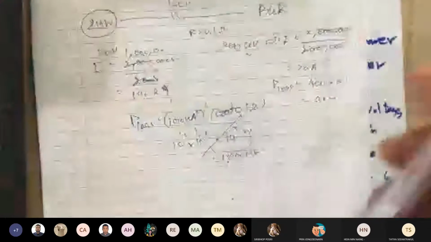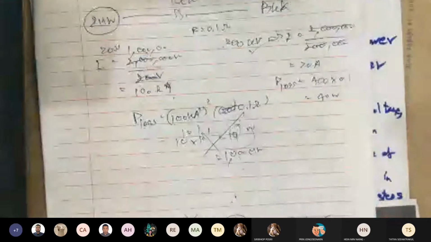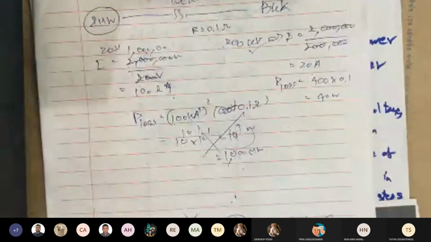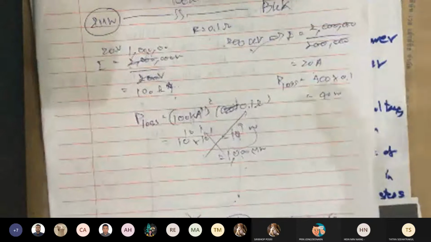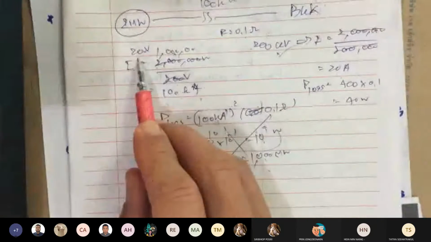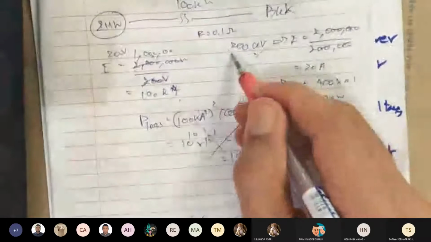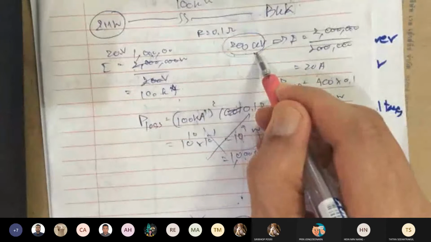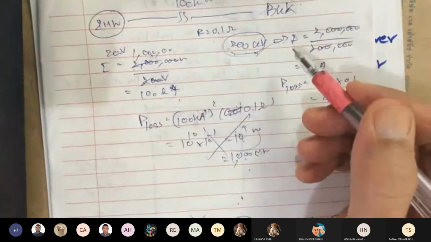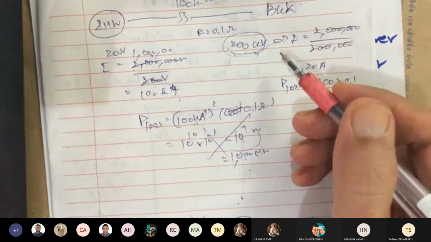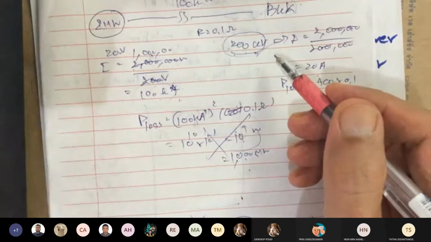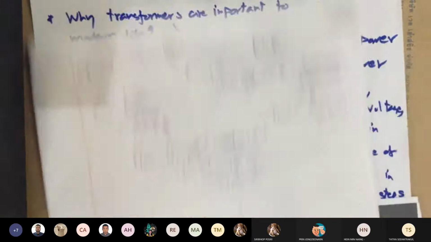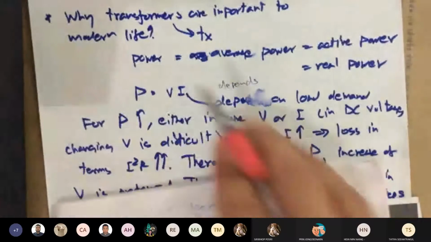Now, why doesn't this system work in DC? In DC voltage, you can, but not in a convenient way. You cannot step up the voltage easily. In AC, you can step up what you generate to 200 kilovolt in a simple manner. So this is the reason why transformers are very important in your daily life. Okay, I'm trying to explain this.